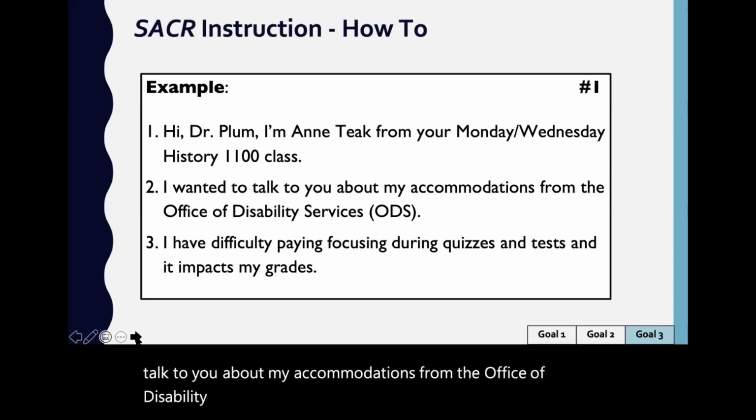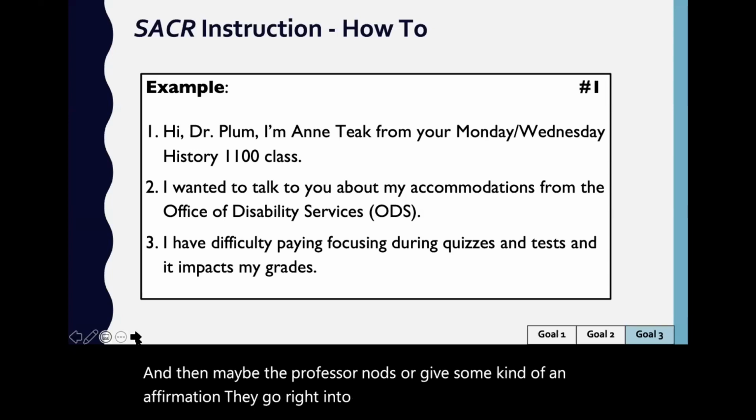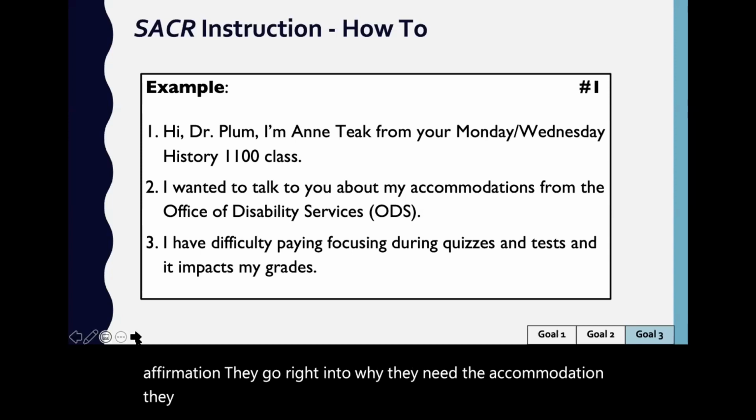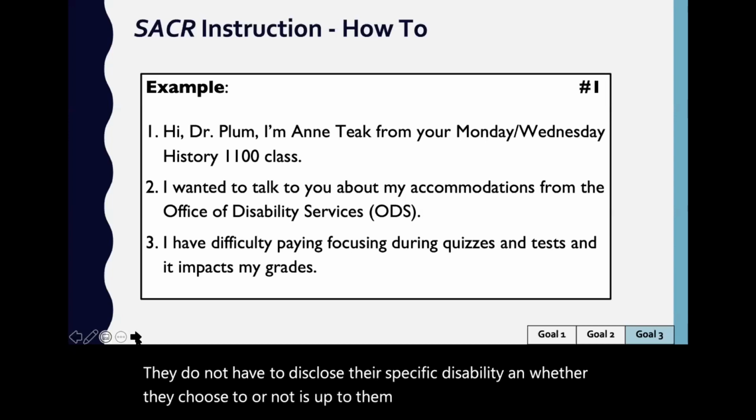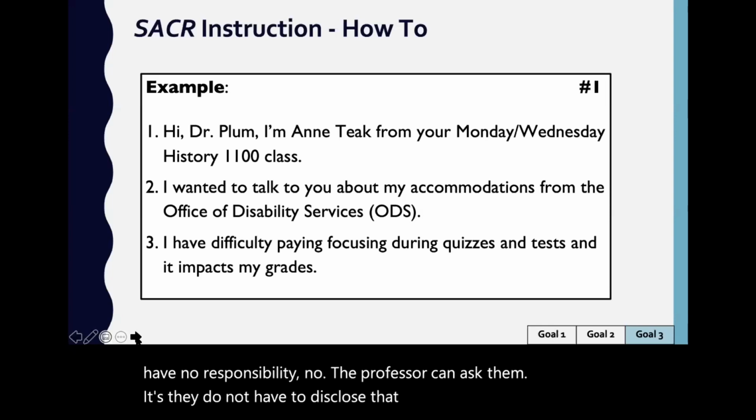And then maybe the professor nods or gives some kind of an affirmation. They go right into why they need the accommodation. They do not have to disclose their specific disability. Whether they choose to or not is up to them, but they have no responsibility, the professor can't ask them. They are protected by FERPA and do not have to disclose that.